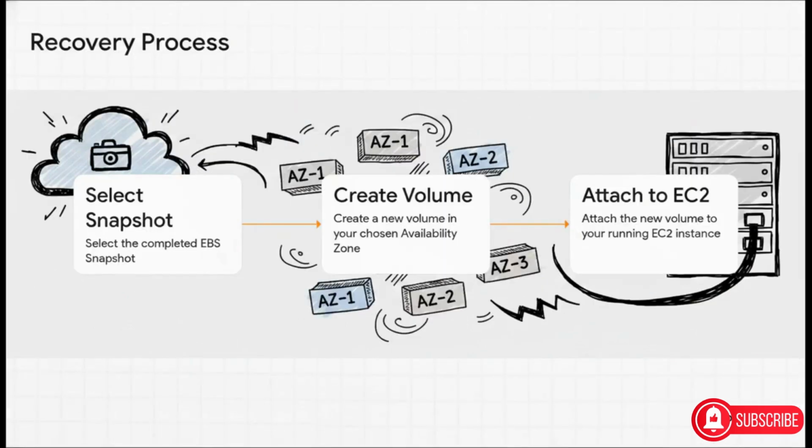And when disaster inevitably strikes, getting things back online is wonderfully simple. You just select your completed snapshot, create a brand new EBS volume from it, and here's a cool trick. You can spin it up in whichever availability zone you happen to need at that moment, and then just attach that new volume directly to your running EC2 instance. Boom, your data is back.